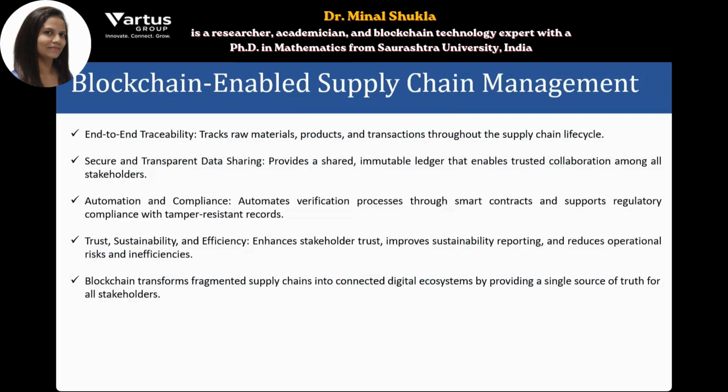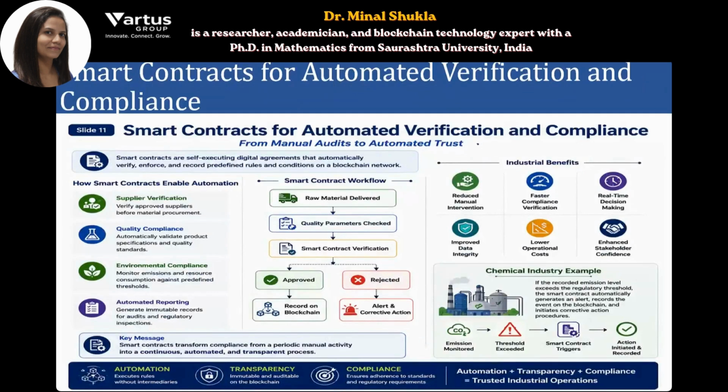Blockchain transforms fragmented supply chains into a connected digital ecosystem by providing a single source of truth for all the stakeholders. Now, what are smart contracts for automated verification and compliance? Supplier verification will check all the approved suppliers before material procurement. Quality compliance automatically validates product specifications and quality standards. Environmental compliance monitors emissions and resource consumption against predefined thresholds. Automated reporting will generate immutable records for audits and regulatory inspections.